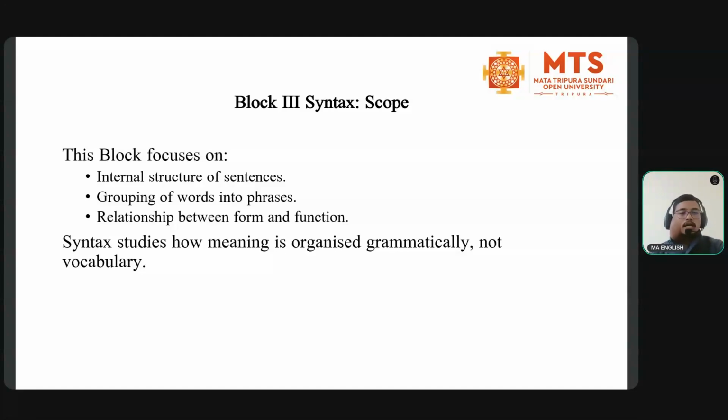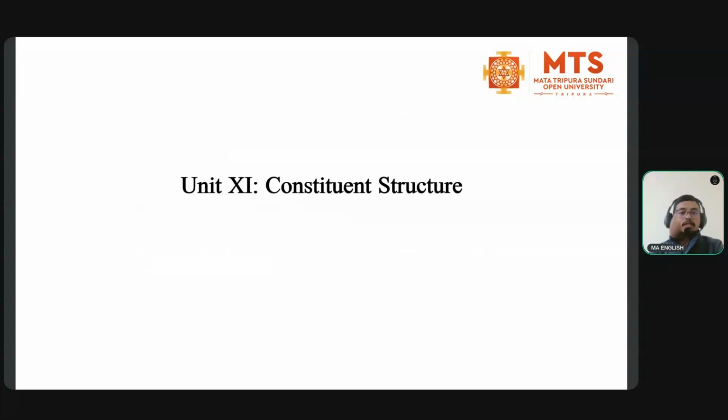So in this block, we will learn that sentences are not flat or random. They have a hierarchical structure. Words form phrases and phrases form sentences. So by studying syntax, you will learn to see sentences in a new way. You will understand why grammar rules exist and how they work together. This understanding is very useful for higher studies, teaching English and writing accurately. Okay, so next is the constituent structure.